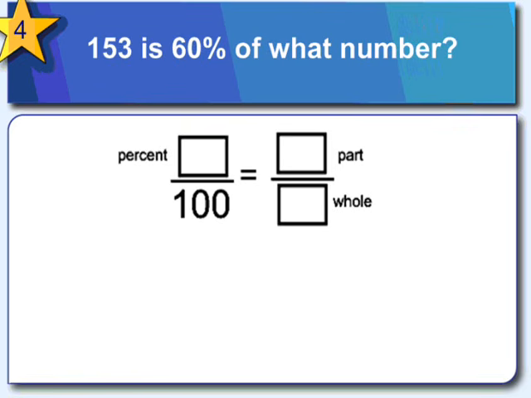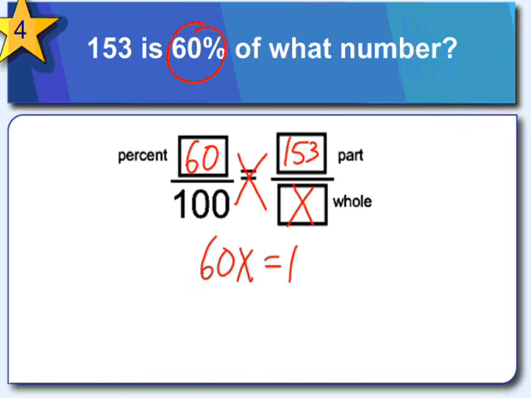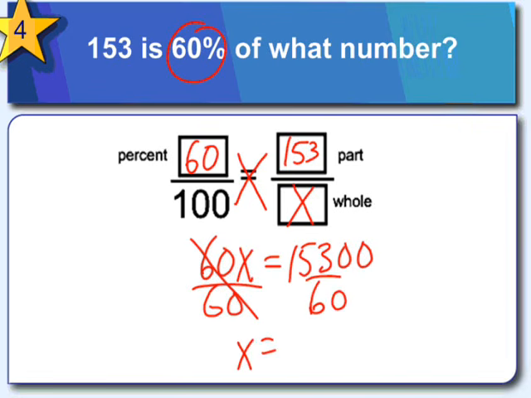Okay, we'll do one more and then we'll do some application questions. Now 153 is 60% of what number? Well, we're going to cross multiply. Divide by 60. Divide by 60. So I'm using a calculator here, so I'm going to take 15,300 divided by 60. It'd be 255. And that would be our solution.